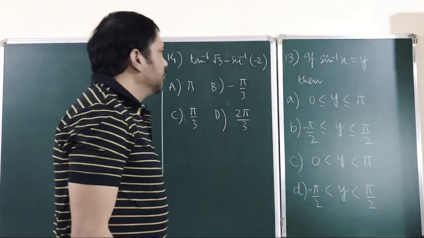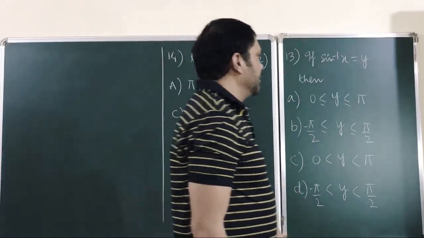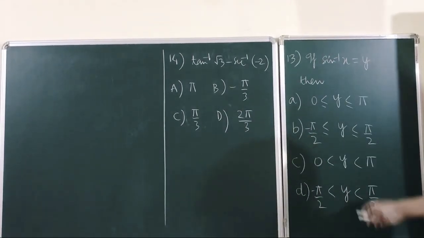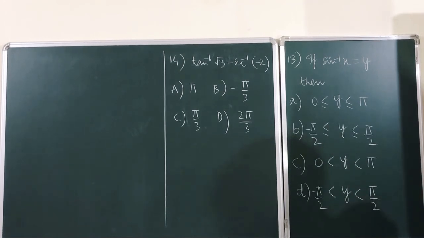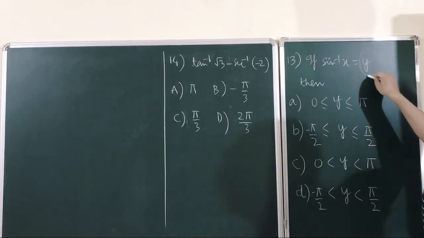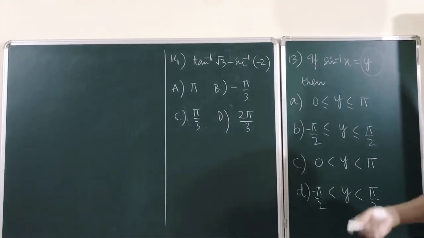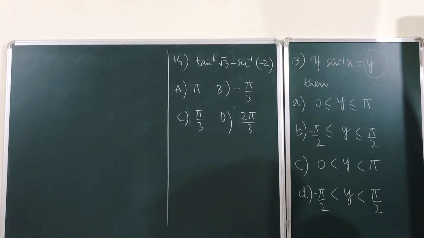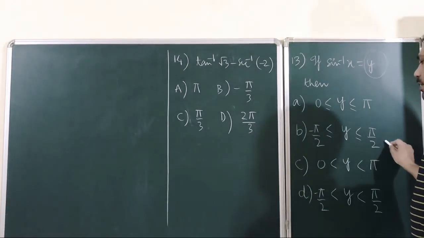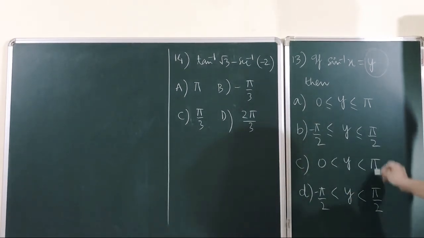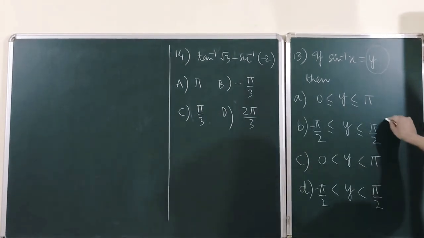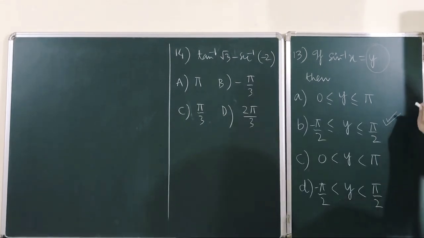Now two more questions from exercise 2.1. Question 13 says that if sine inverse of x is equal to y, then four options are given, that y is greater than or equal to 0 but less than or equal to pi. So basically they are talking about y, and y is the answer you get from sine inverse of x. I already explained that the range of sine inverse x is minus pi by 2 to plus pi by 2, where both pi by 2 and minus pi by 2 are included. Okay, so you can see the difference in the D and B options is that pi by 2 and minus pi by 2 are not included. So the B option is the correct answer here.